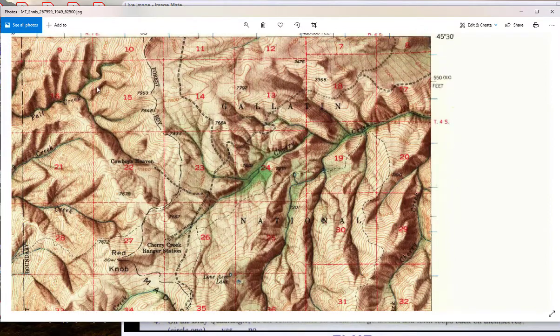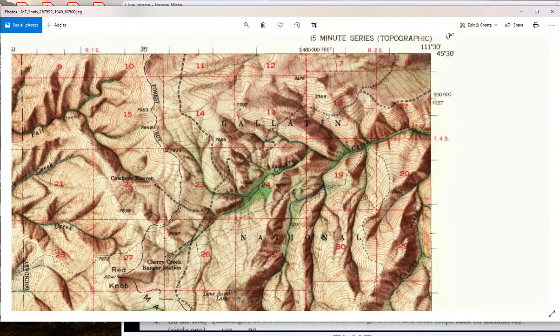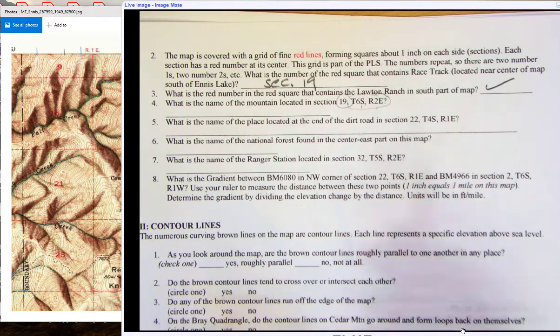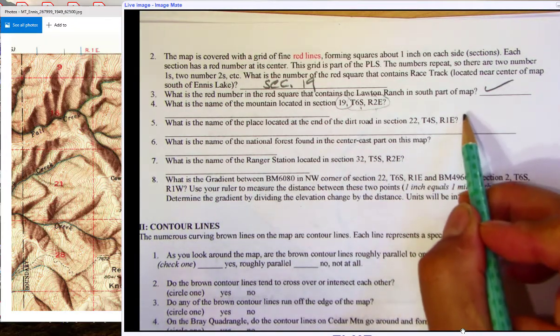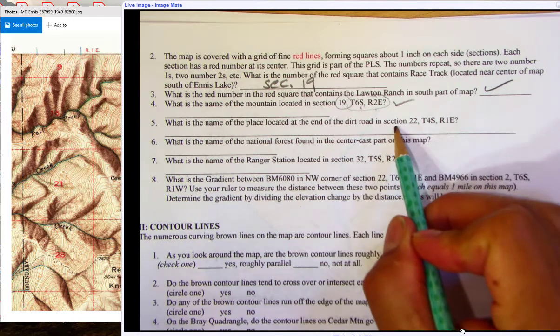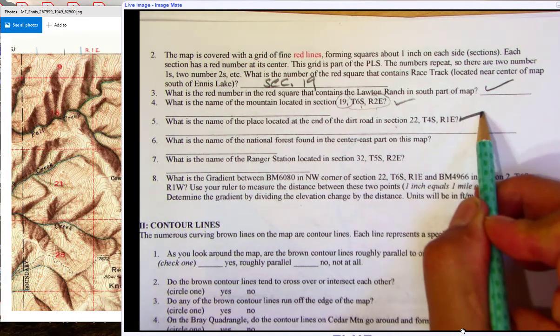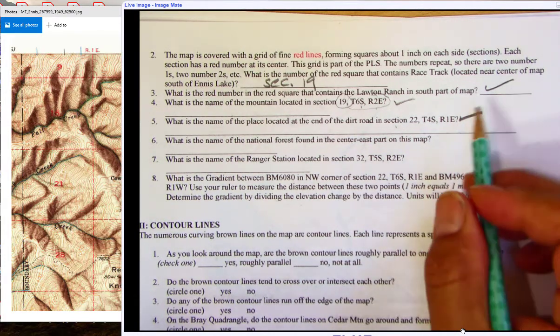So it's going to be somewhere up in here, but then you want to find Range 2 East, right? So it's going to be somewhere in here, right? And you want to find that location, right? So I'll let you do this one here, and same thing with this one. I'll let you do that one there for the Ennis quadrangle.